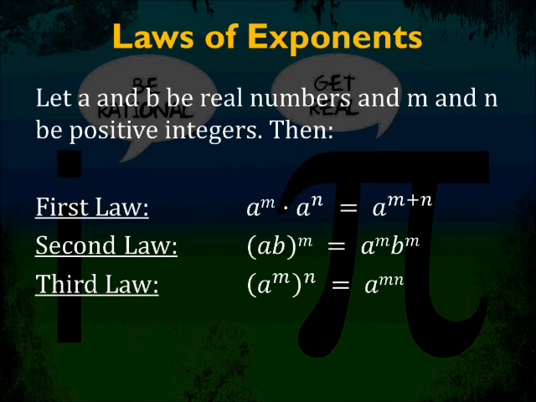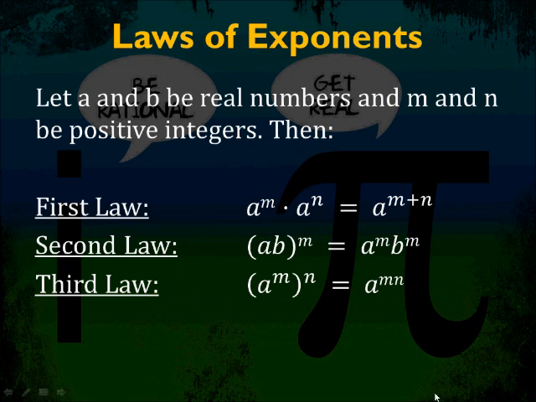So once again, the laws of exponents. The laws of exponents are something we covered at the beginning of chapter 4. Let a and b be real numbers and m and n be positive integers. Then, under the first law, a to the m times a to the n equals a to the m plus n. When you multiply numbers that have exponents but have the same base, here a, you add the exponents together.